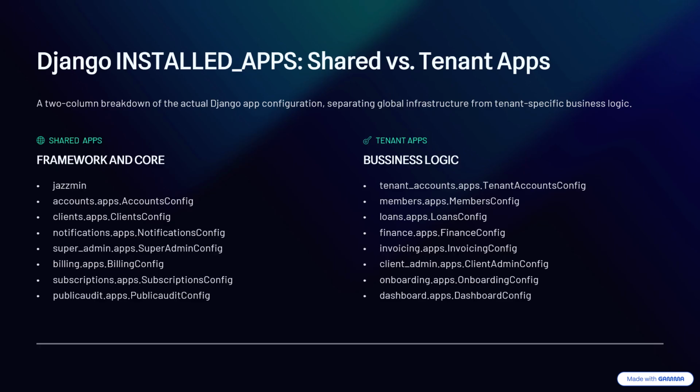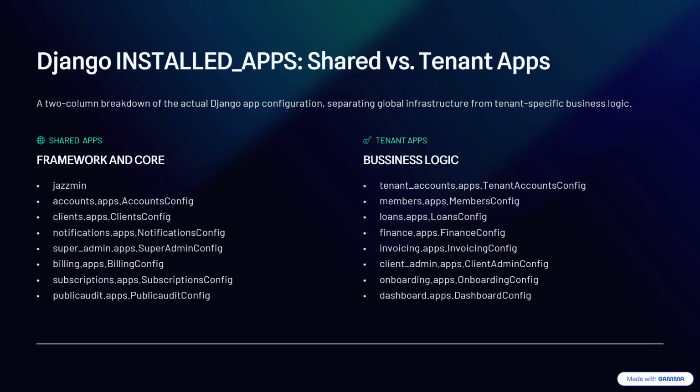Now, when it comes to Django tenants, we have two ways of listing our applications. We do have the shared apps list as well as the tenant apps list. For the shared apps list, this is where we have the framework and the core. The framework is going to be things such as the content types, the admin, if you're going to be using the Django admin, as well as other third-party packages such as Jazzmin, if you want to use a custom admin that is made by the Jazzmin package.